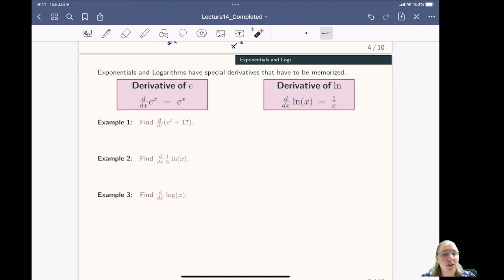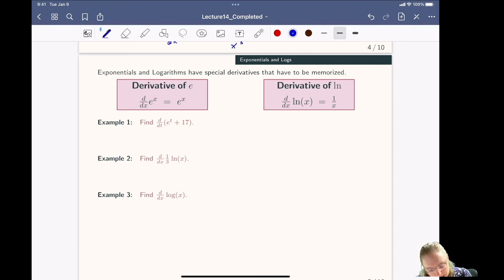I don't ask you to remember a lot of things in this class. These are the two things that you're going to have to remember: if you take the derivative of e to the x, you simply get e to the x. And if you take the derivative of the natural log of x, you get 1 over x. All right, so let's see how we can play these out in practice.